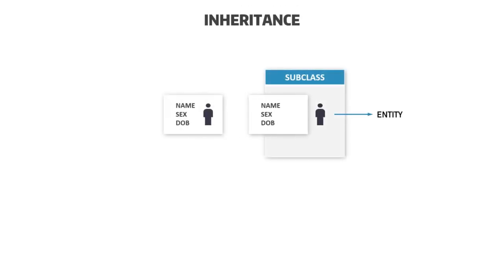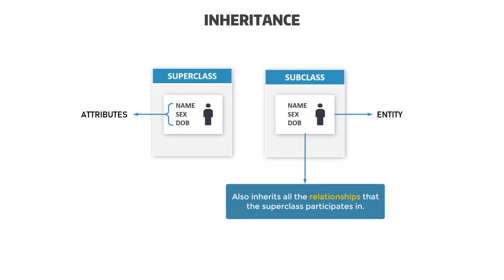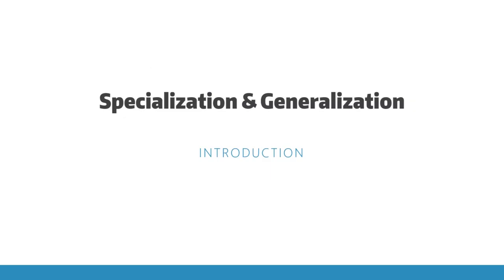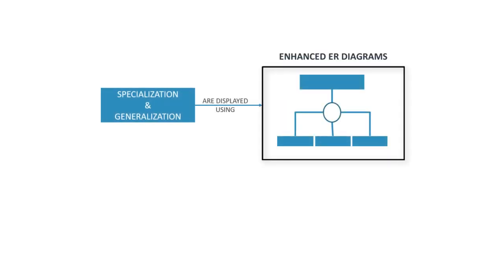Another important concept associated with subclasses is inheritance. An entity that is a member of a subclass inherits all the attributes of the entity as a member of the superclass. The entity also inherits all the relationships that the superclass participates in. Specialization is the process of defining subclasses for an entity type based on the characteristics of the entities. The entity type is called the superclass of the specialization. These concepts are displayed using enhanced ER diagrams.